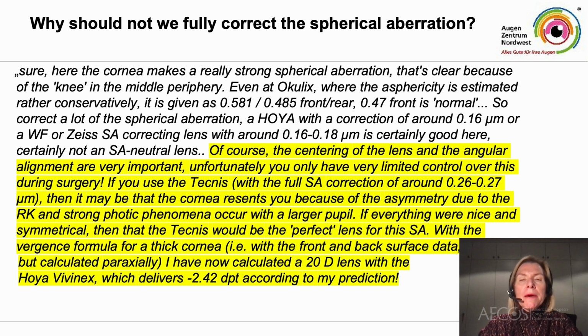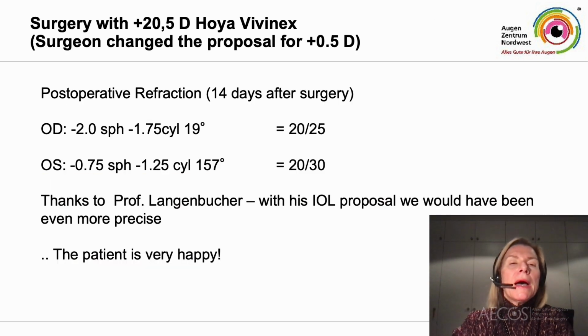And if everything were nice and symmetrical, then the Technis lens would be the ideal lens for this spherical aberration. And with the Wergens formula for a thick cornea, he calculated a 20 diopter lens with a Hoya Vivinex for a target refraction of minus 2.42 diopter according to the prediction.